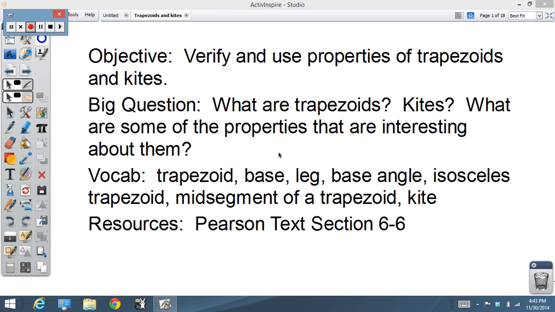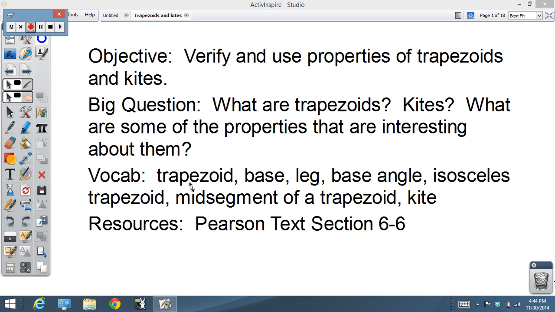Hey everybody, we are moving on to some other quadrilaterals. We've spent a lot of time with parallelograms, so we've got a couple different kinds of quadrilaterals coming up today that are not parallelograms but have some interesting properties, okay? So we'll be talking about trapezoids and kites.